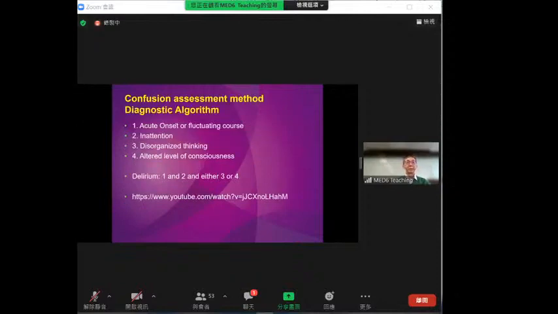The most commonly used clinical method is this. We look for acute onset and a fluctuating course. That means they may appear to be all right in the morning, but then get confused at night or in the evening. And then it happens all of a sudden, quite acutely.